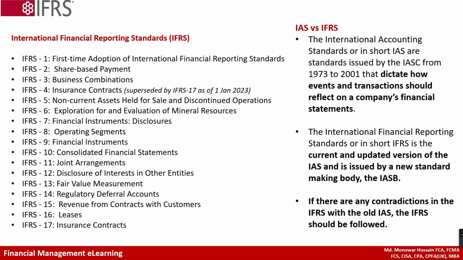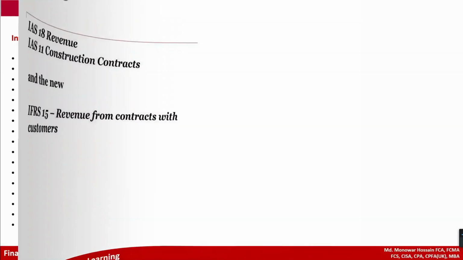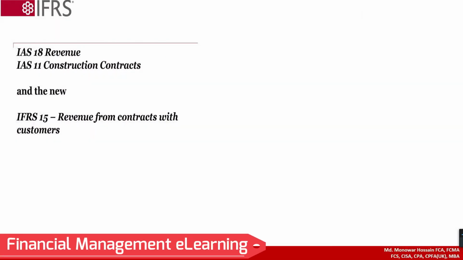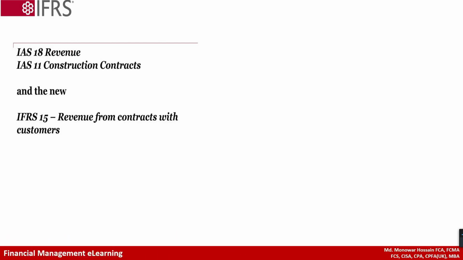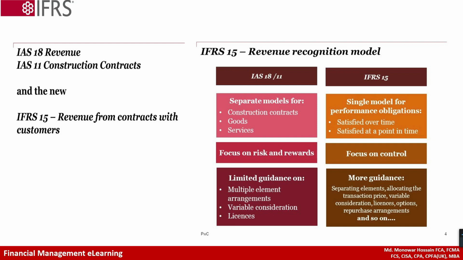If there are contradictions between the IFRS and the old IAS, the IFRS should be followed. So basically all are IFRS. We will not get any new IAS in future. We will get only IFRS. In the near future, most of the IAS will be superseded by new IFRS. For example, IAS 18 Revenue and IAS 11 Construction Contracts are replaced by the new IFRS 15, Revenue from Contracts with Customers.